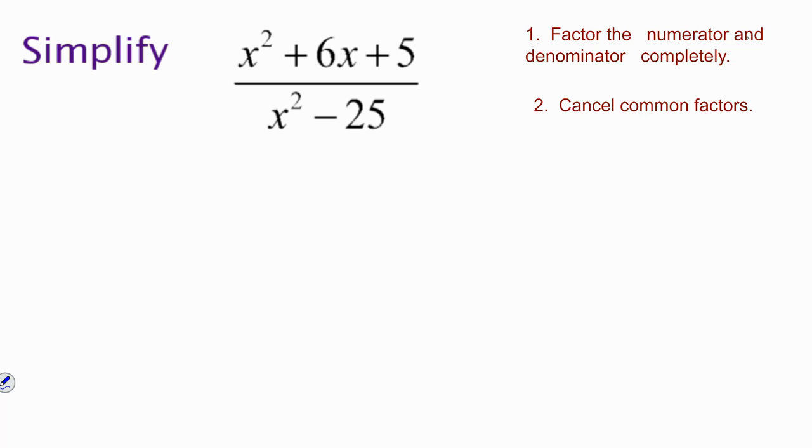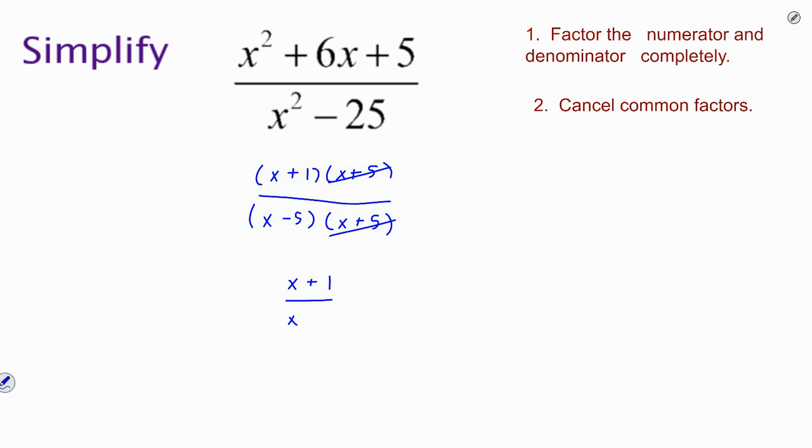All right, so let's go ahead and get to it. The top here is going to factor to be x plus 1 times x plus 5. Hopefully you got that one, and didn't use 2 and 3. And the bottom, difference of squares, x minus 5 times x plus 5, and we see there's a common factor of x plus 5. So we cancel those out. It simplifies to be x plus 1 over x minus 5. So that's how we simplify. We factor, we cancel out the like terms, nothing too bad.